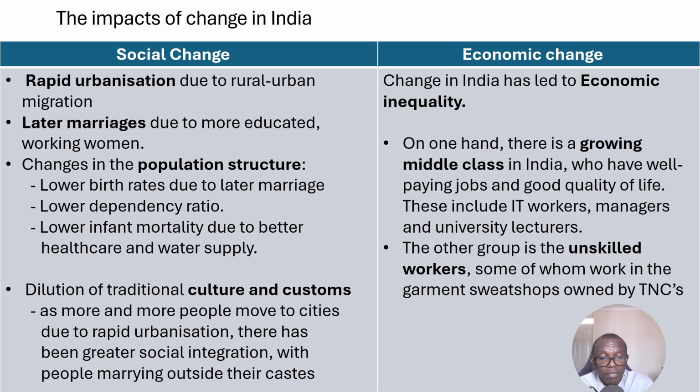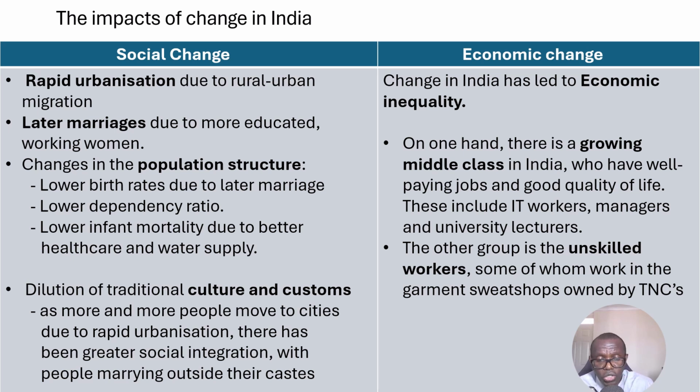Then thirdly, there are lower infant mortality rates in India. So the number of children that die before the age of 1 has reduced in India, and this obviously can be attributed to better healthcare provision as well as a better water supply.